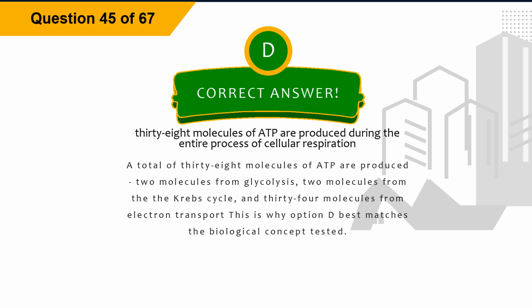The correct answer is option D, 38 molecules of ATP are produced during the entire process of cellular respiration. Explanation: a total of 38 molecules of ATP are produced, 2 molecules from glycolysis, 2 molecules from the Krebs cycle, and 34 molecules from electron transport. This is why option D best matches the biological concept tested.